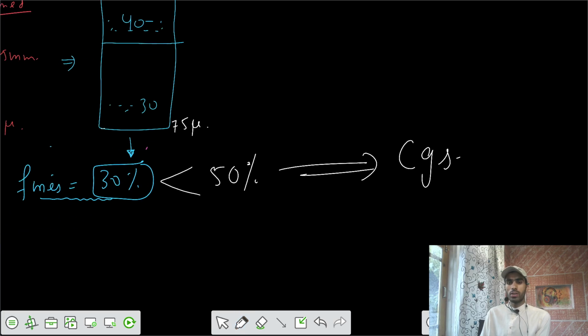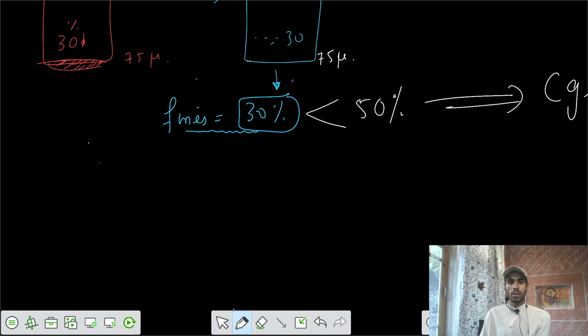So this is the first part of the solution. The procedure goes from this step. Procedure. Step number one.